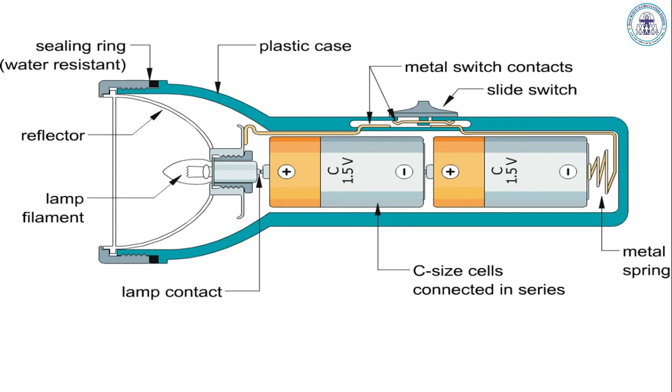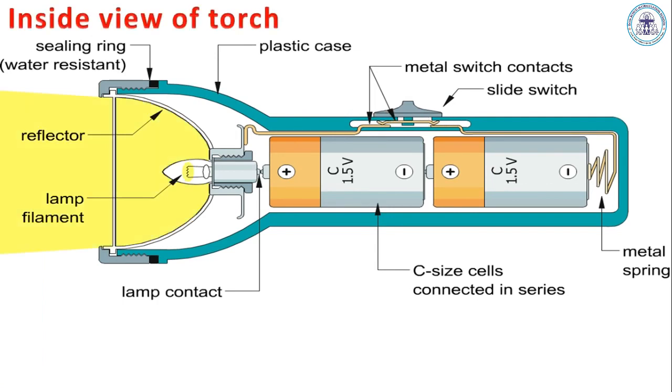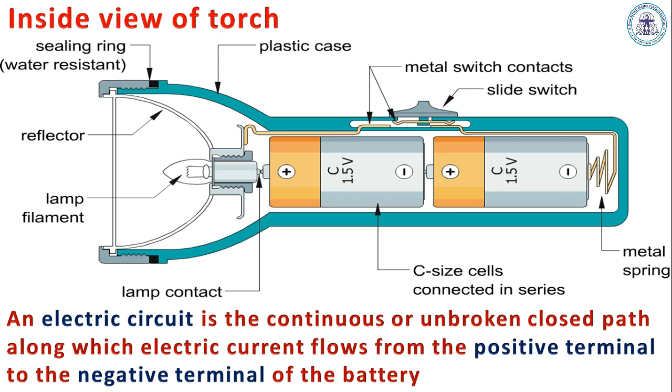In this picture, can you see the inside view of a torch? It has a bulb, battery, switch and a circuit. An electric circuit is a continuous or unbroken closed path along which electric current flows from positive terminal to the negative terminal of the battery.